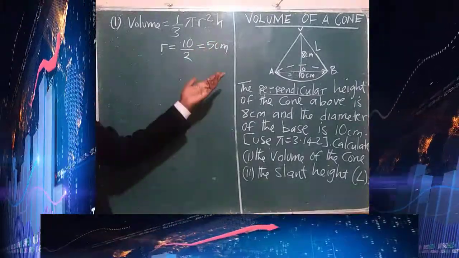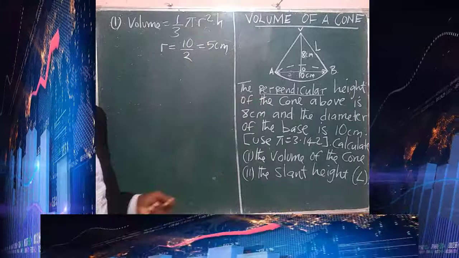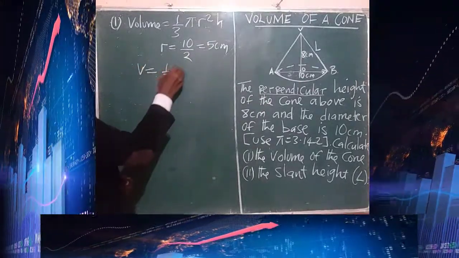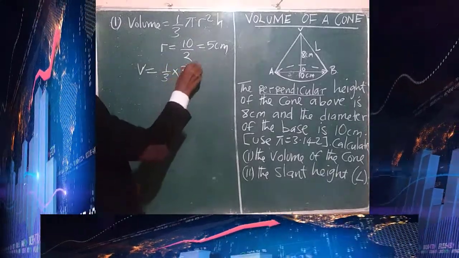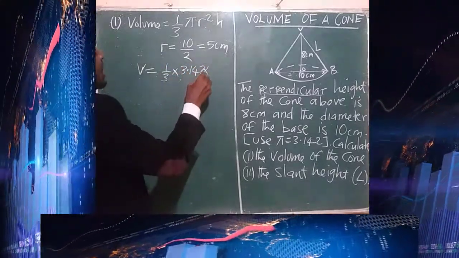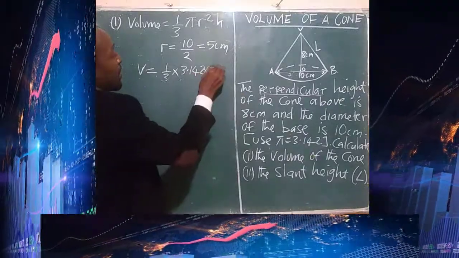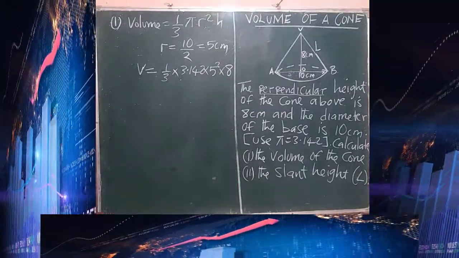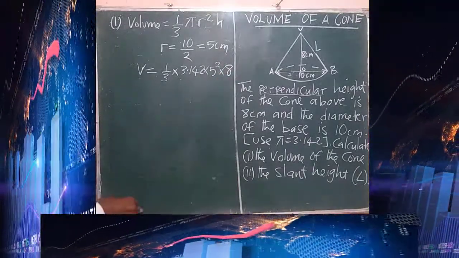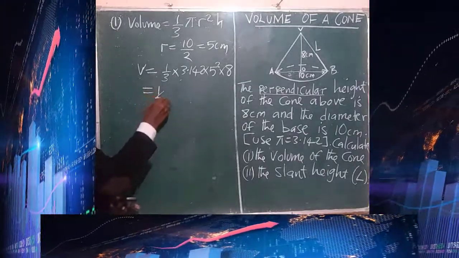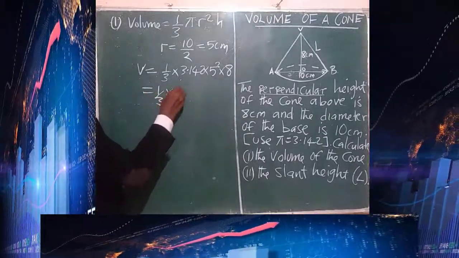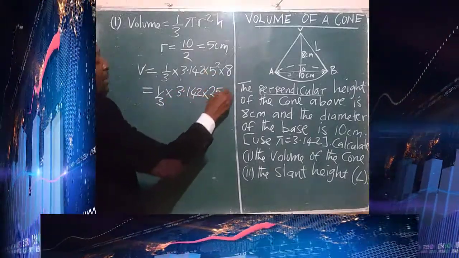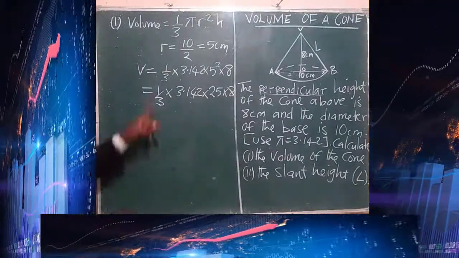And so we are going to substitute these numbers in our formula. Volume is equal to 1 over 3 times pi, which is 3.142, times the radius, which is 5, squared, times the height, which is 8. Okay, and then we can use our calculator now to calculate what we have here. When we simplify, we have 1 over 3 by 3.142 by 5 squared, which is 25, by 8.